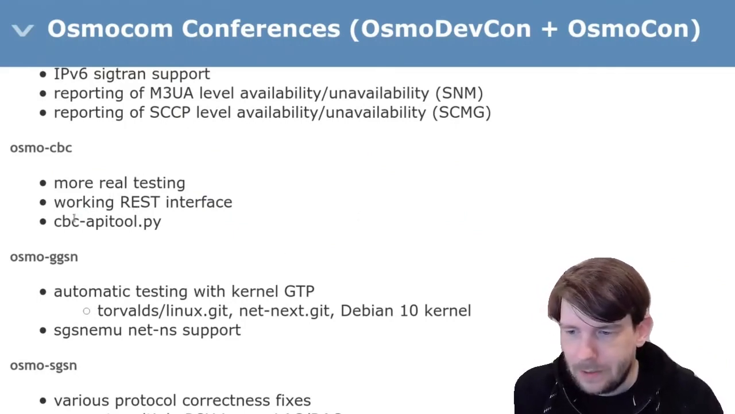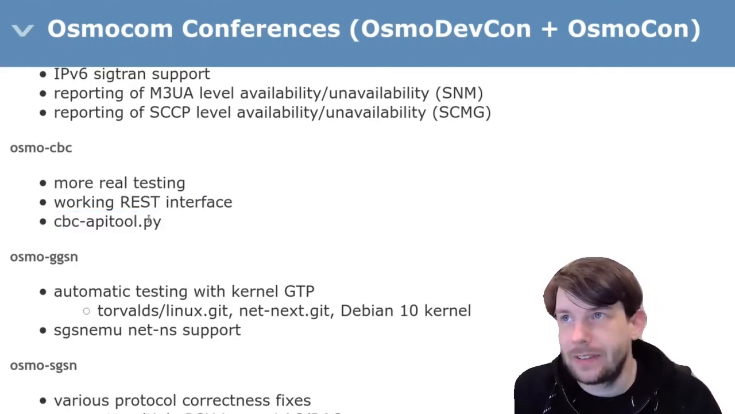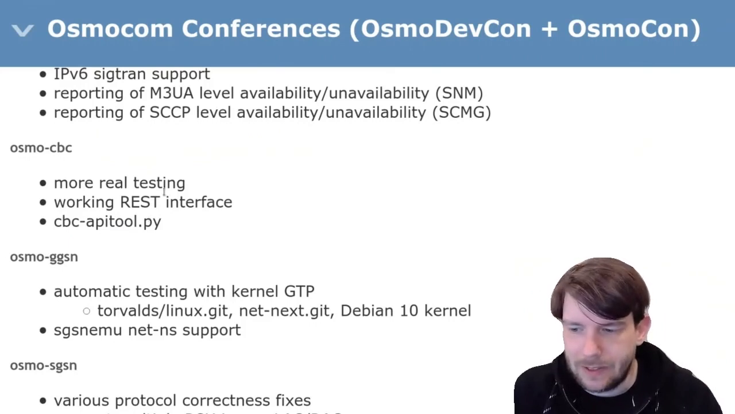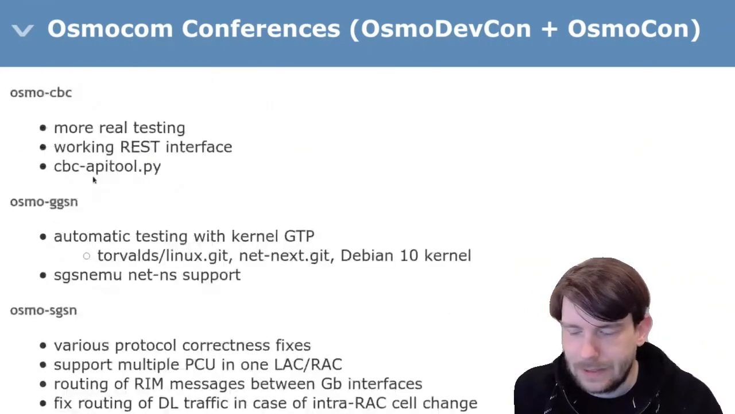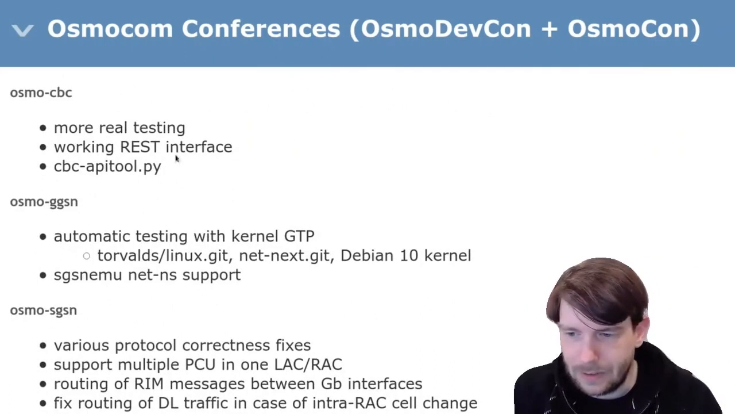There's a small Python tool, the CBC API tool, which implements the client side of this REST interface. So from the command line, you can then add or delete messages into the CBC and have a quick way of testing it without writing some kind of third-party application that implements this REST interface.